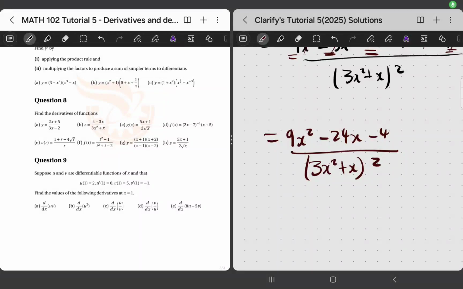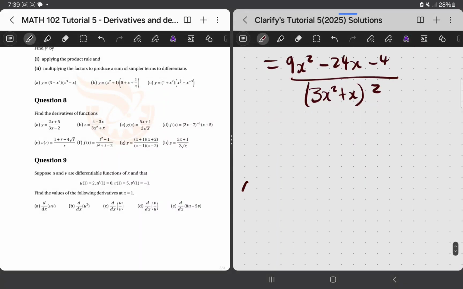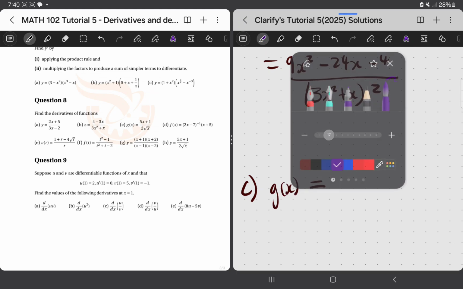Done our part B. Now we are doing part C. Look at how easy it is. Differentiation is not even a problem. We don't have a problem with differentiation. We know we can see product rule from a distance. We can see quotient rule from a distance.